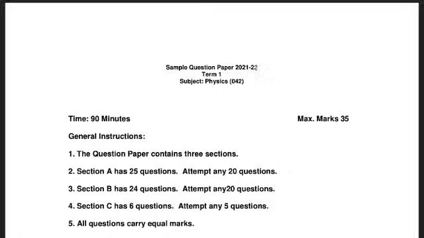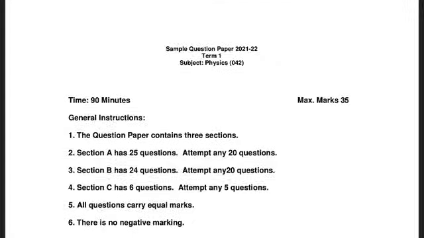Marks: 35. General Instructions. 1. Question paper contains 3 sections. 2. Section A has 25 questions. Attempt any 20 questions. 3. Section B has 24 questions. Attempt any 20 questions. 4. Section C has 6 questions. Attempt any 5 questions. 5. All questions carry equal marks. 6. There is no negative marking.